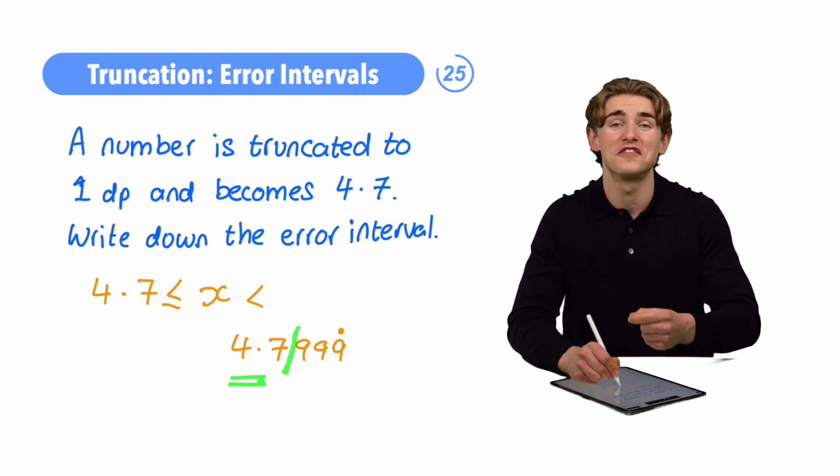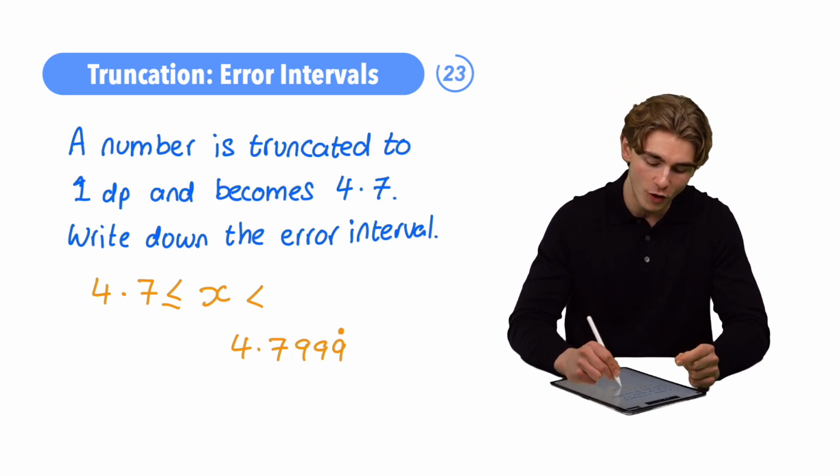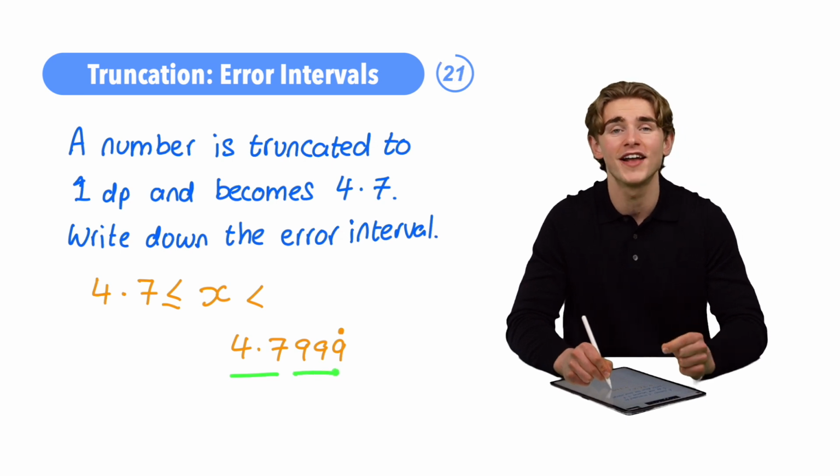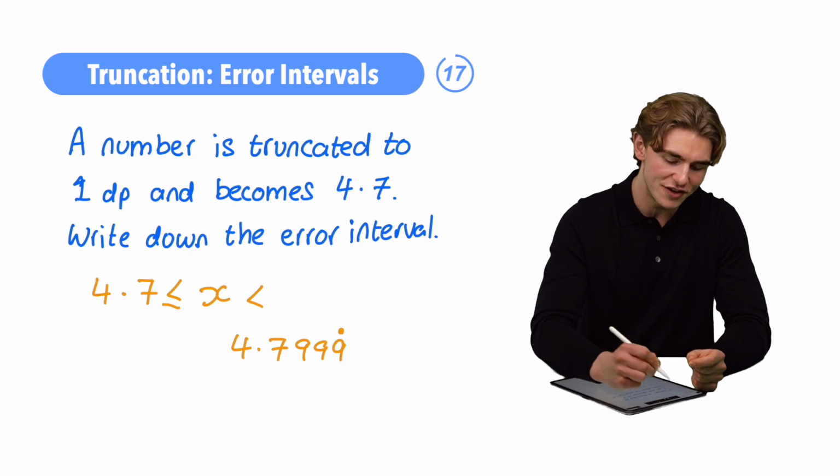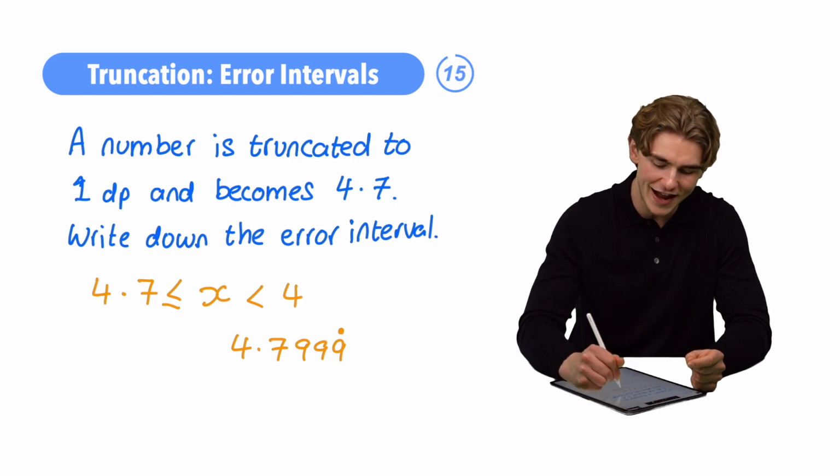In reality, it's not very practical to write 4.79999 recurring. So instead we use a less than sign instead of a less than or equal to sign to signify the fact that it's going to have to be less than 4.8.